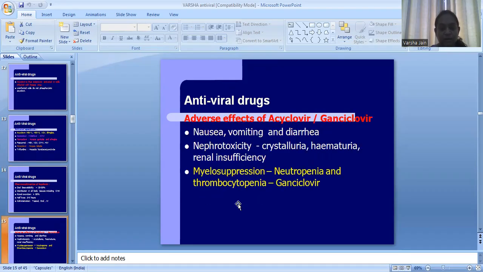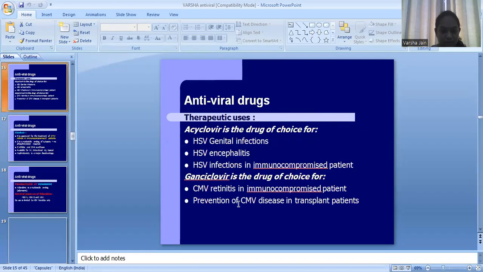Adverse effects are nausea, vomiting, and diarrhea, for acyclovir and ganciclovir. Also nephrotoxicity, crystalluria, hematuria, renal insufficiency, myelosuppression, neutropenia, and thrombocytopenia, and also ganciclovir, which will be used to treat this type of disease.